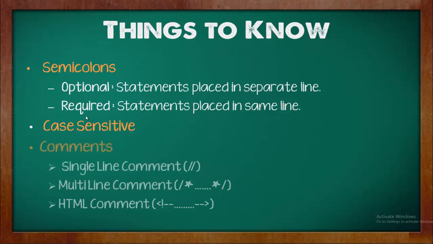And the third one is comments. In C language, we have studied about comments in the same manner. The single line comment in JavaScript will be two forward slashes, and the multi-line comment will be a forward slash followed by an asterisk and then a forward slash.